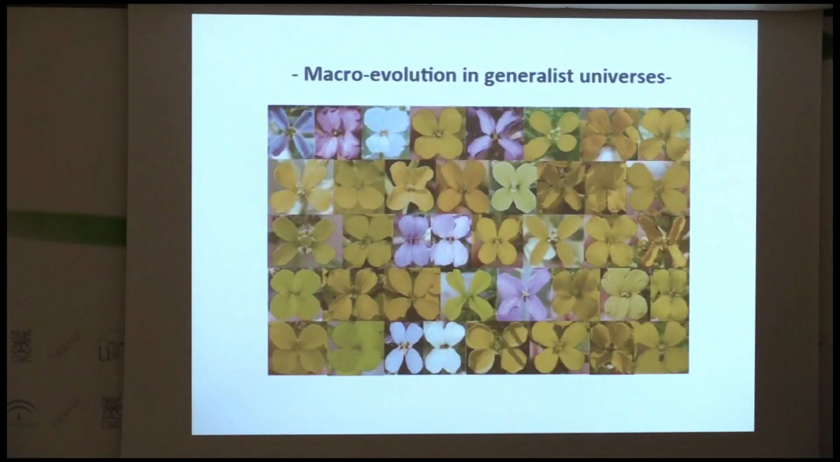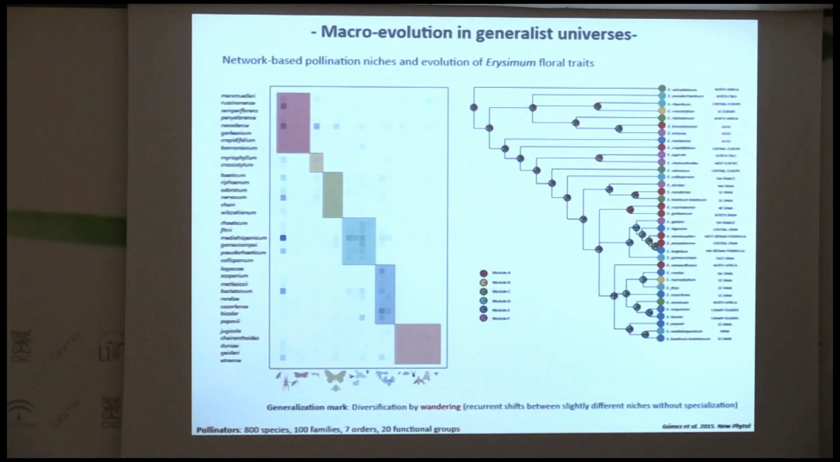Okay, well, let's move a little bit up to the level of macroevolution to see if the same pattern is found there too, moving from many populations of Erysimum to many species of Erysimum. This is a picture showing the differences between different species of Erysimum in color and shape. They are cruciferous. The change in the phenotype is not as big as in other types of flowers or tropical flowers, but you can see that they differ. Well, and we did exactly the same.